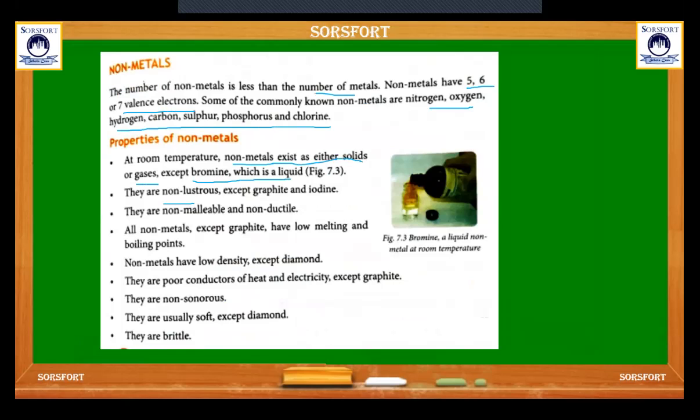They are non-lustrous except graphite and iodine. They are non-malleable and non-ductile. All non-metals except graphite have low melting and boiling points, but metals have high melting and boiling points. Non-metals have low density except diamond. They are poor conductors of heat and electricity except graphite. They are non-sonorous. They are usually soft, and except diamond, they are brittle. So these are the characteristics of non-metals.